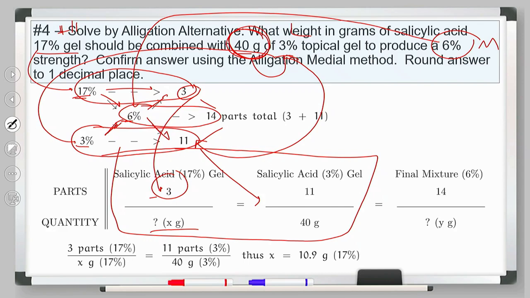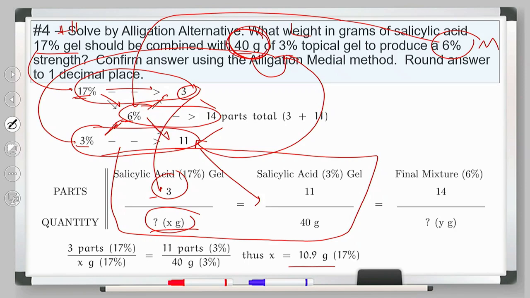So 3 times 40, 120, divided by 11, solves for 10.9. And that 10.9 would be the grams of the 17% gel that I need to add to my 3% gel to get my final mixture.